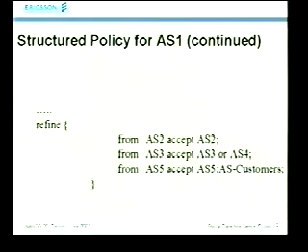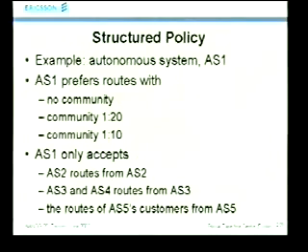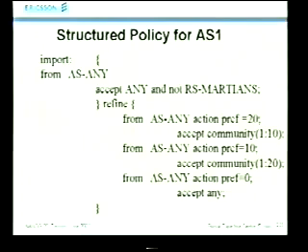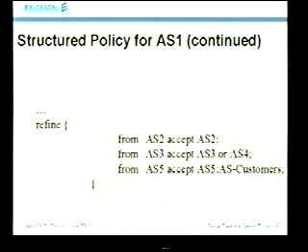AS5:AS-CUSTOMERS. So just to quickly look at this again, this is the structured policy for AS1, prefers routes with no community, next prefers community 1:20, next community 1:10, but it only accepts AS2 routes from AS2, AS3 and AS4 routes from AS3, and the routes of AS5 customers are only accepted from AS5. And this is what the object looks like. Import, refine, and then refine again. Okay? So you can have structured policy.